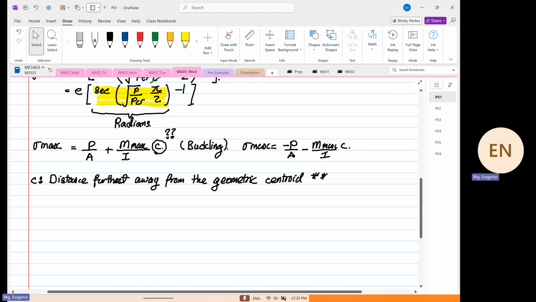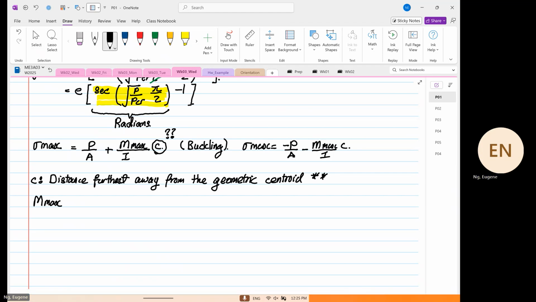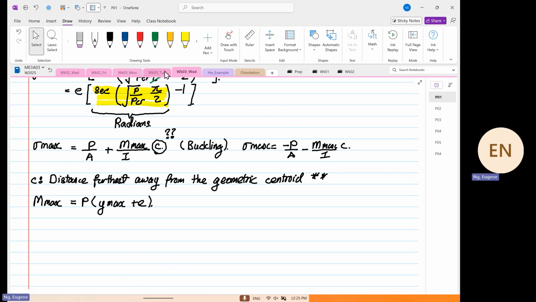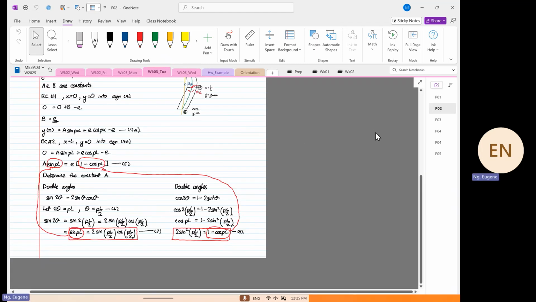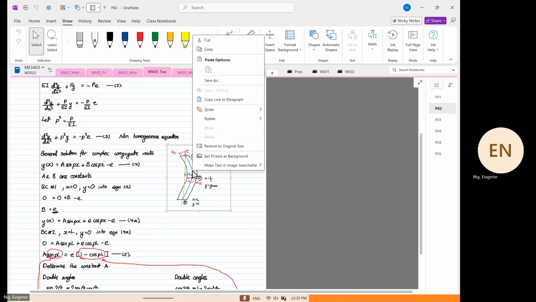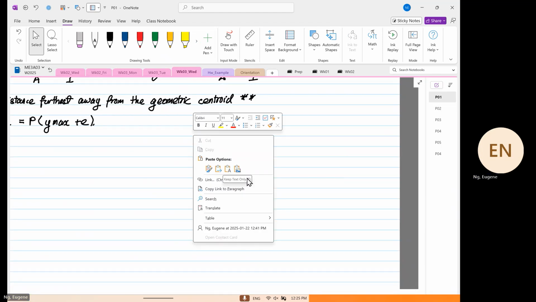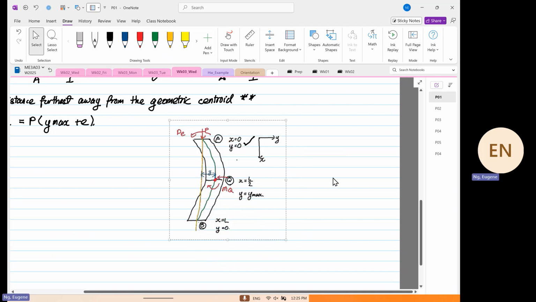So in order to compute Mx, Mx will be equal to P multiplied by Y max plus E. If I were to go to yesterday's notes, we have this diagram. We'll bring the diagram here.